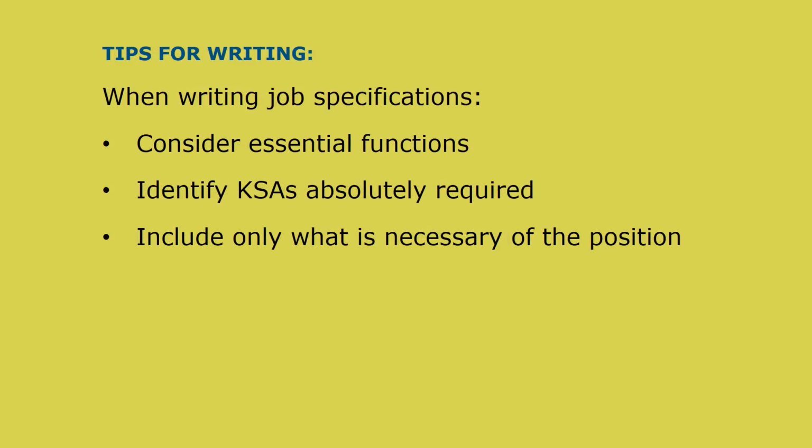When writing job specifications, use the following guidelines. First, consider each essential function and identify the knowledge, skills, abilities, competencies, or other job specifications that are absolutely required in order for the employee to perform the responsibilities and essential functions of the job. When selecting the other knowledge, skills, and abilities, consider only those that are required by essential functions and associated responsibilities.